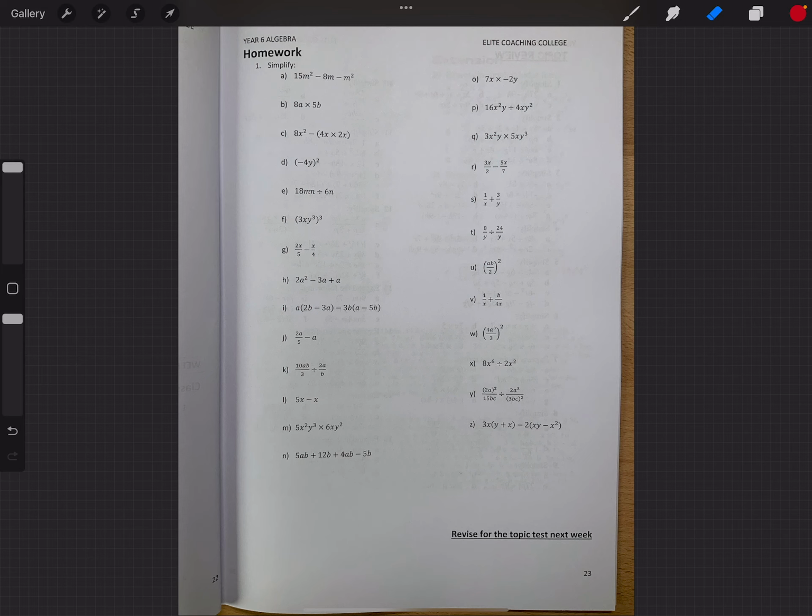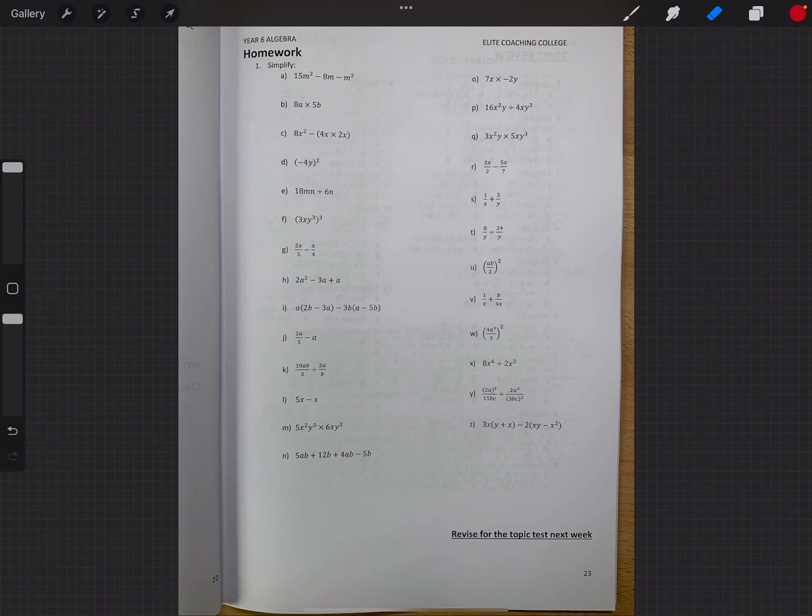Next one, we're dividing. So let's maybe put it into a fraction. This will be 16x squared y divided by 4xy squared. Now, we can look at the numbers and divide them both by 4. We get 1, we get 4.